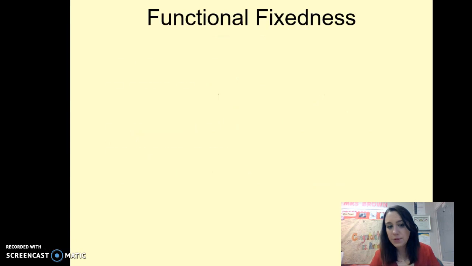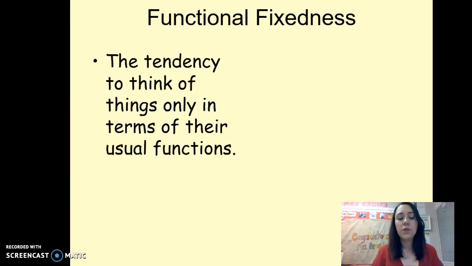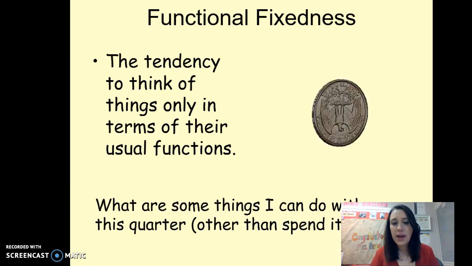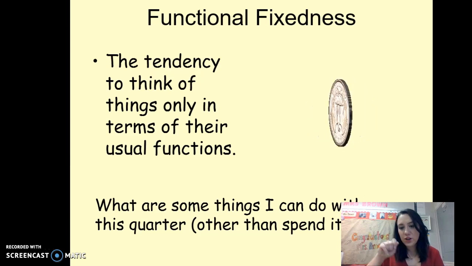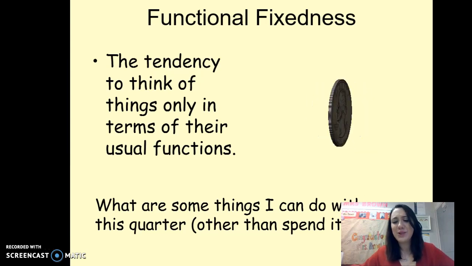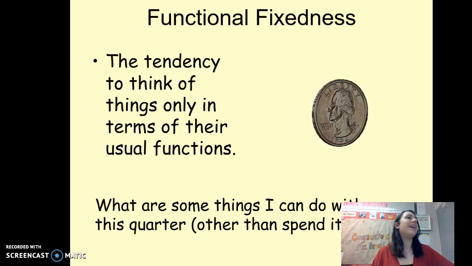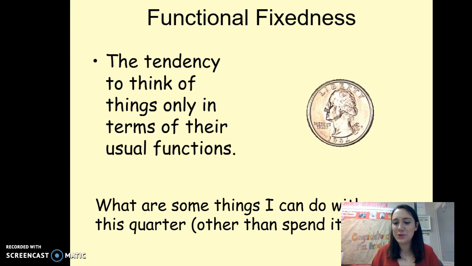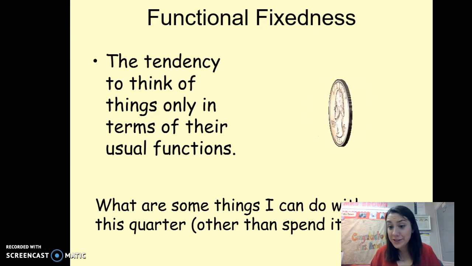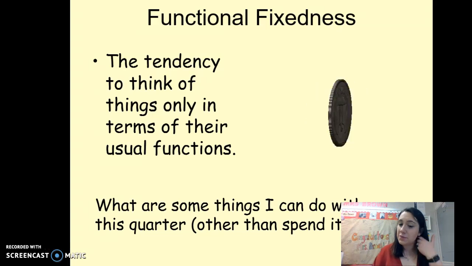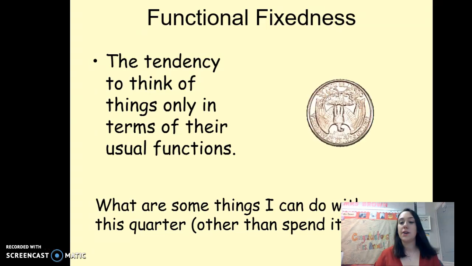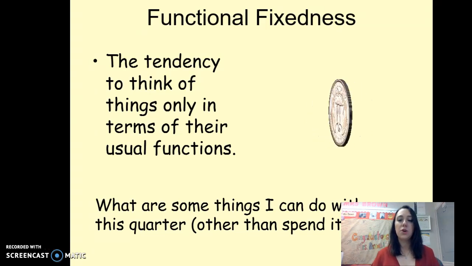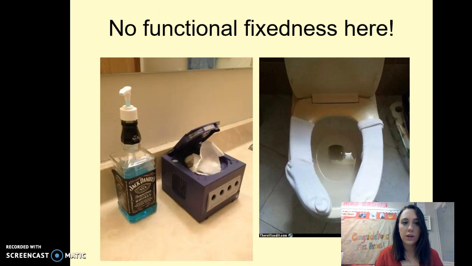Functional fixedness is an example of fixation, the tendency to think of things only in terms of their usual functions. So what are some things that you can do with a quarter other than spend it? I always use these for scratch offs, because one day I'm going to win the lottery and supplement my teacher salary. Or some people use quarters to play quarters, right? If you are using a quarter for something other than as money, you do not have functional fixedness. You do not suffer from fixation. But if you're like, man, a quarter's a quarter, can't use it for anything else, then you are suffering from functional fixedness and fixation.